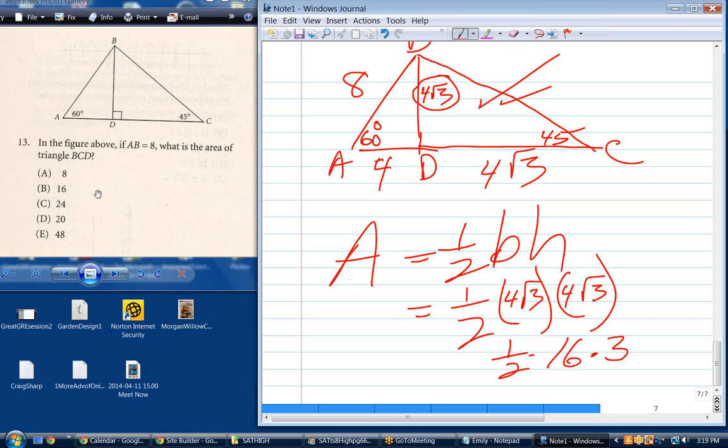That's a pretty good problem, but not difficult at all if you know those two basic triangles.